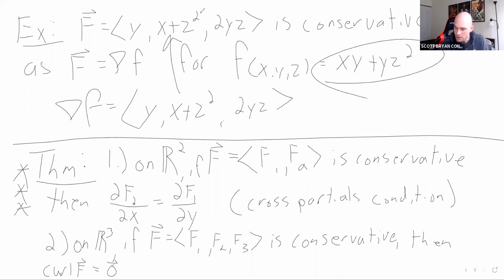Okay, let me show you why the first one is true. The second one takes a little longer to show, but it's not too hard to do. So the proof for the first one. Suppose our vector field is conservative. We're going to show that it satisfies the cross partials condition.